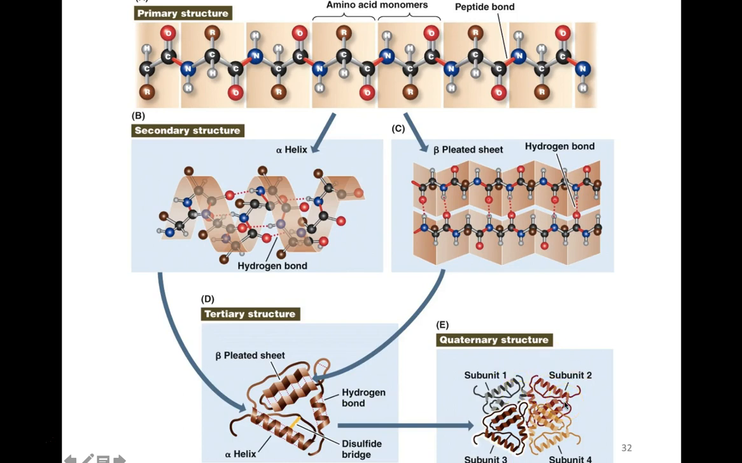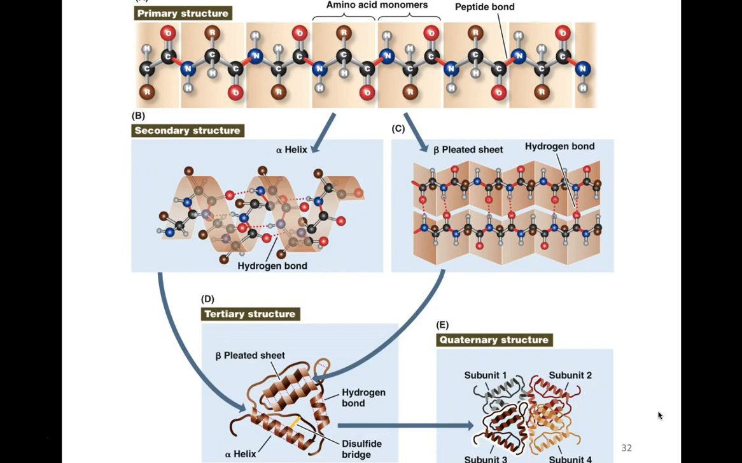This is hemoglobin. So hemoglobin has quaternary structure. Not all proteins have quaternary structure, but hemoglobin does. So hemoglobin has these 4 subunits that come together, and then they carry an iron right there in the middle. And the iron helps our hemoglobin carry oxygen.